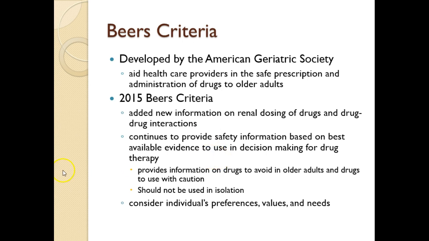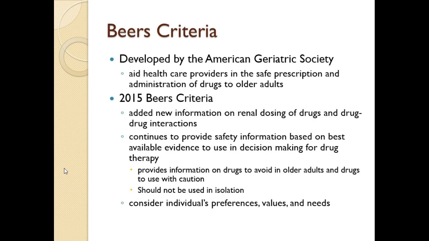Okay, Beers criteria was developed by the American Geriatrics Society, and this is supposed to aid healthcare providers in safely prescribing and administering drugs to older adults. So they have revised this so many times, but the latest one, which is the 2015 Beers criteria, they've added information regarding renal dosing of drugs as well as any drug-drug interactions. So this is a really helpful document.